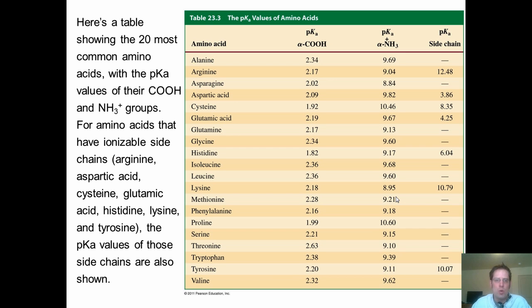Now here's a table showing the 20 most common amino acids with their pKa values shown for their carboxylic acid and amine groups. So if we look here at this table, we see the 20 amino acids. We see the pKa values of their carboxylic acid groups for each of these, and of their amine groups for each of these. The amino acids that have ionizable side chains are arginine, aspartic acid, cysteine, glutamic acid, histidine, lysine, and tyrosine. The pKa values of their side chains are also shown.